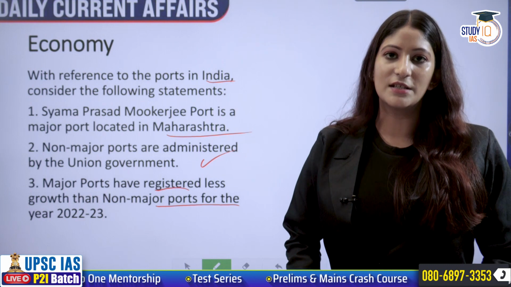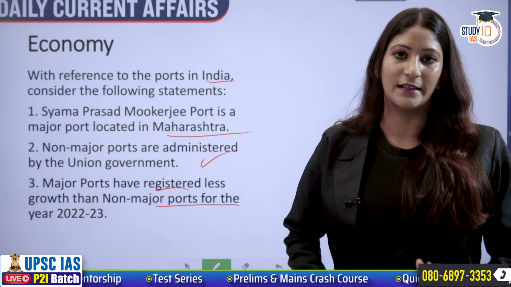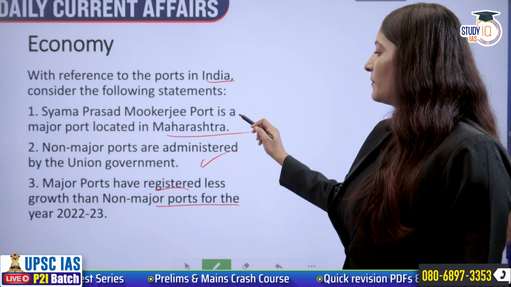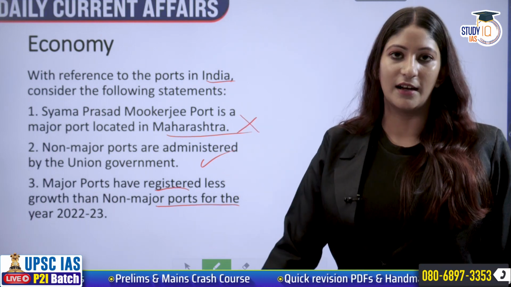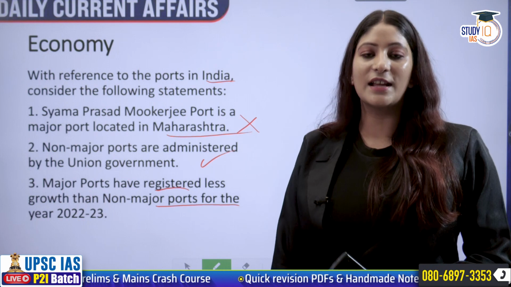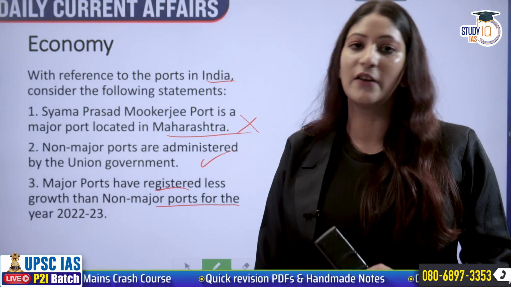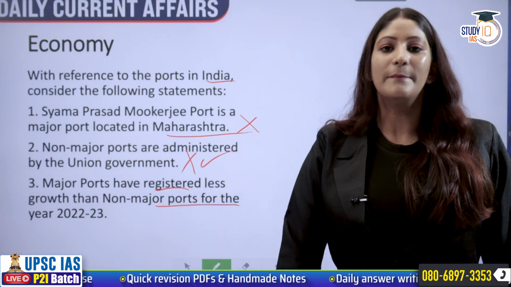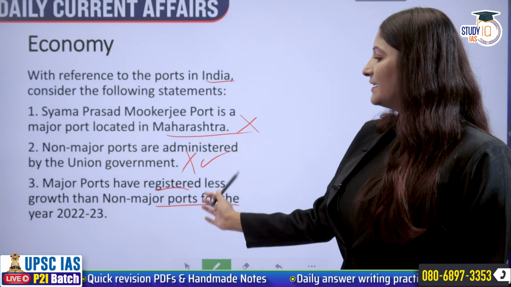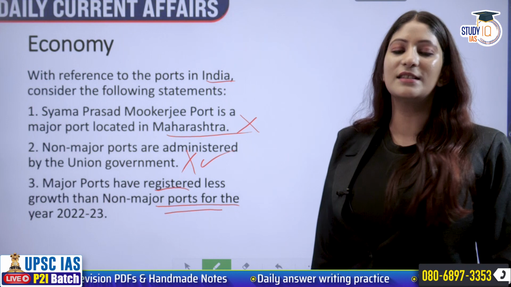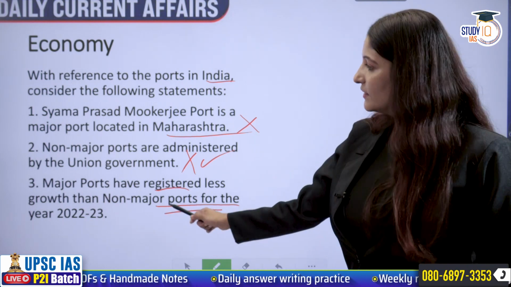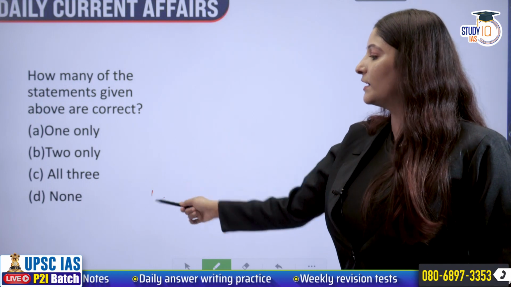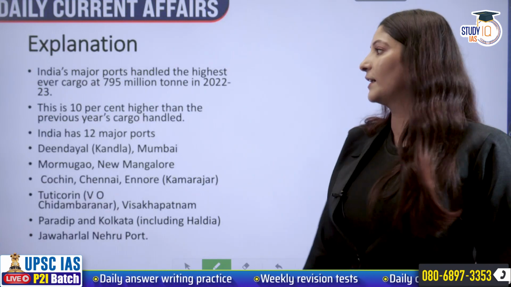Shama Prasad Mukherjee Port is in Kolkata. It's a major port and it is in Kolkata, not Maharashtra. So the first statement is incorrect. The non-major ports are administered by the state government and not the union government. Second is incorrect. Major ports have registered less growth than non-major ports. This is also incorrect. So first is incorrect, second is incorrect, third is also incorrect. How many are correct? D. None are correct.